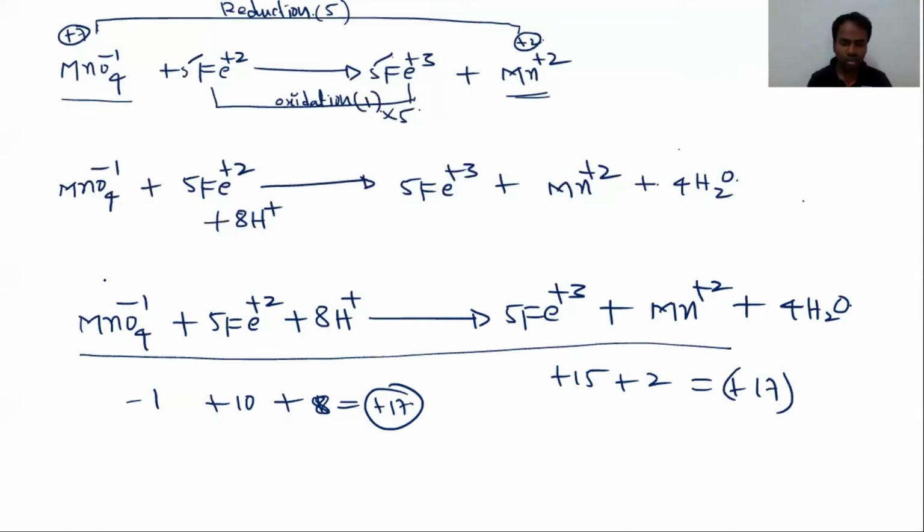So this is the way of balancing the redox reactions. But this reaction is balanced in acidic medium. Sometimes they ask to balance the redox reaction in basic medium. So then how can you do that?